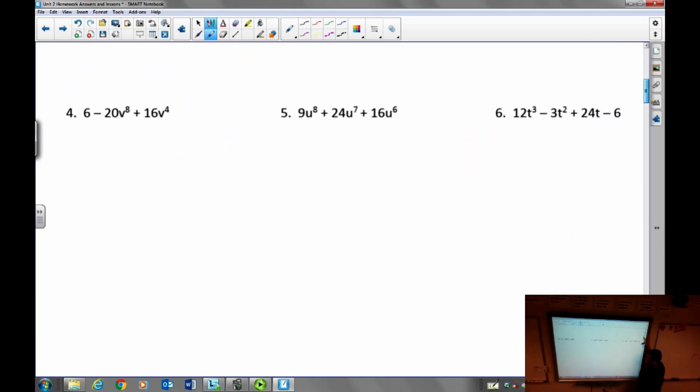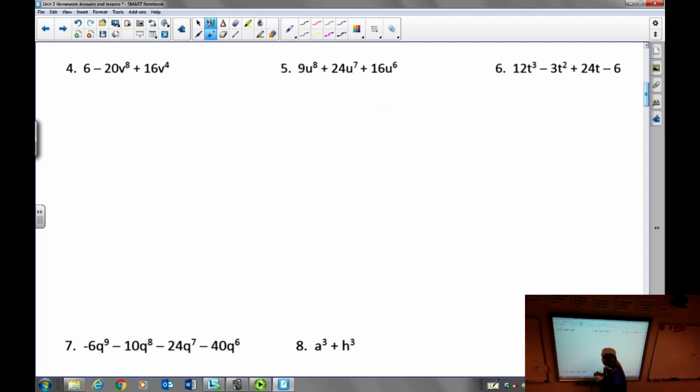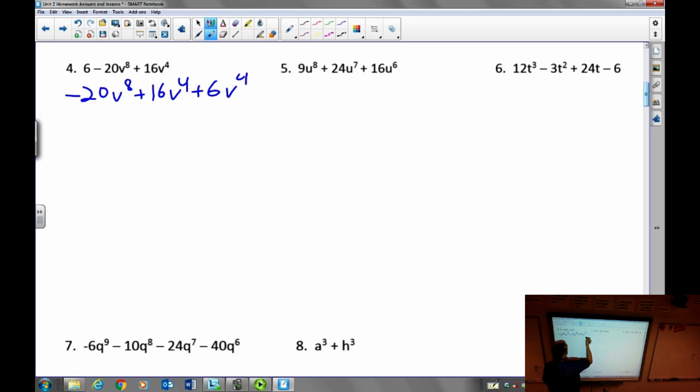We'll jump down here now for number 4. So this is kind of a crazy one. Always put the highest power first. So negative 20v to the 8th plus 16v to the 4th plus 6. Now that's not going to factor very well because we need at least, I don't know, like a v to the 4th would probably help us a lot, wouldn't it? But we don't have one. So this is probably just going to be a GCF problem.